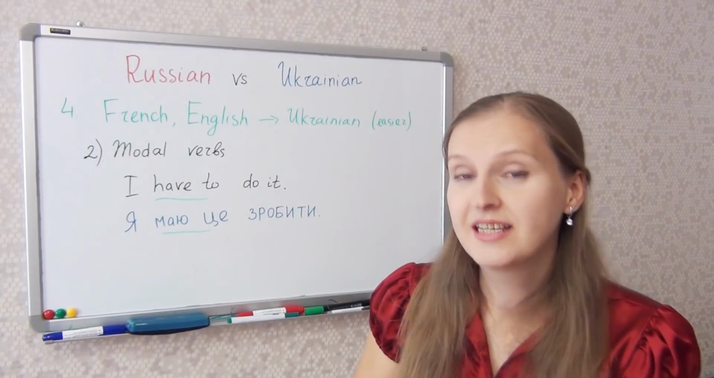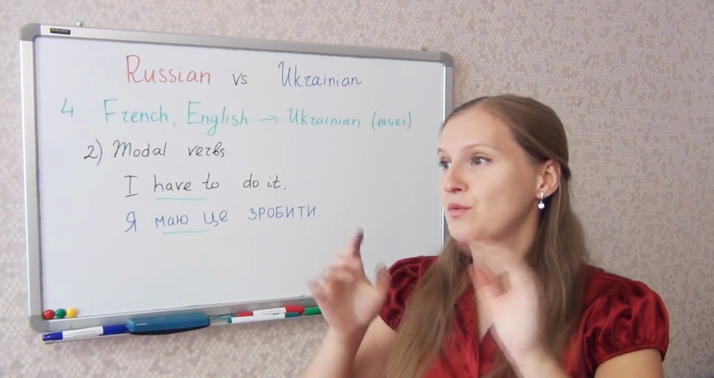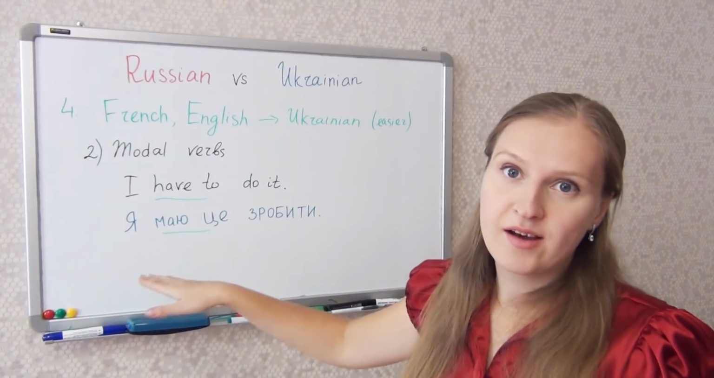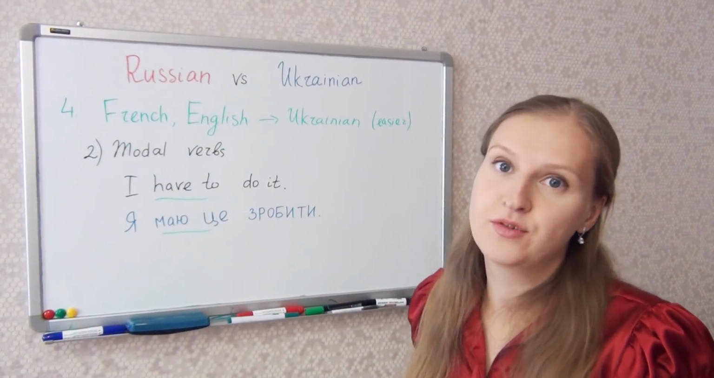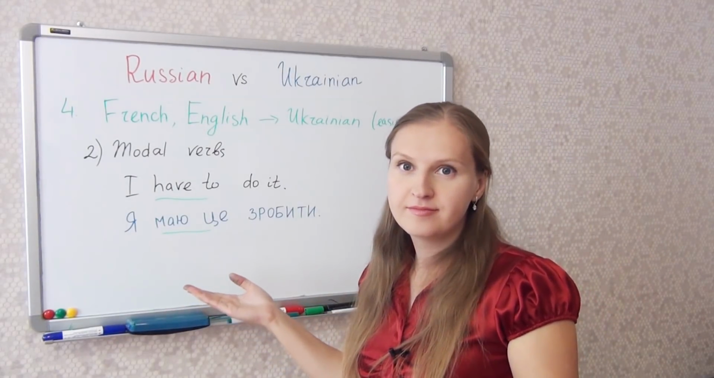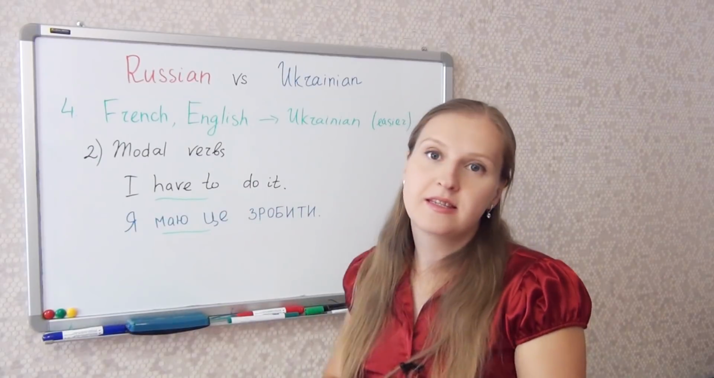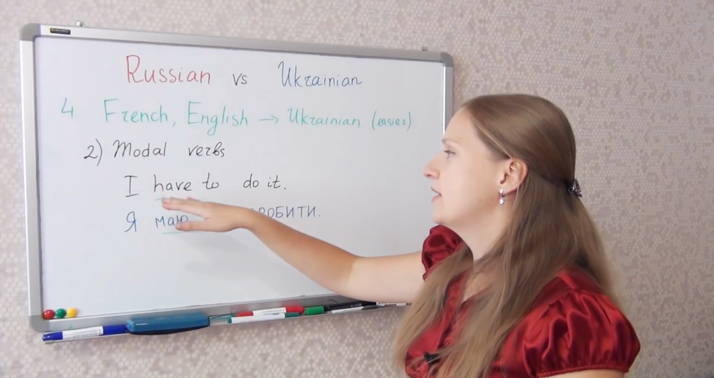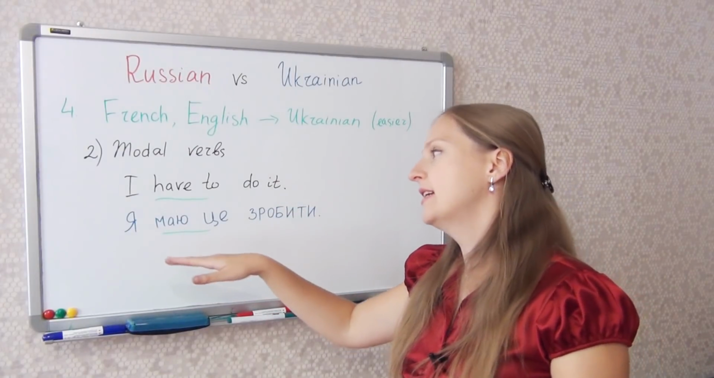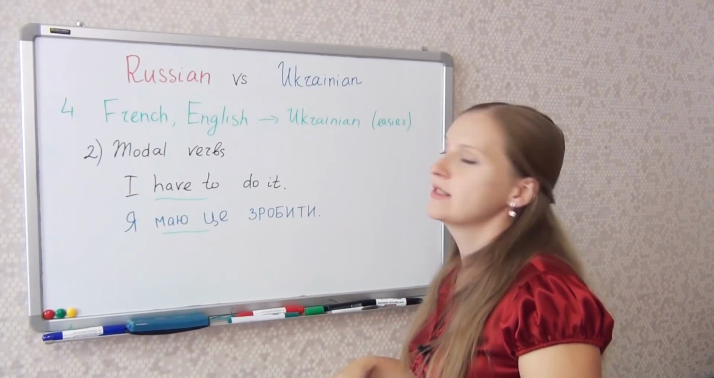And in addition, if we talk about modal verbs, there's one more common issue. In English, we have the modal verb have to. And in Ukrainian, we use the same verb, иметь, in this meaning. So in English, we say I have to do it. And in Ukrainian, we say я маю це зробити.